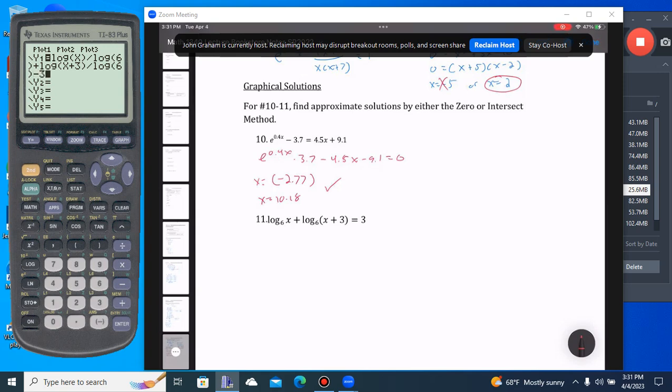Again, we're going to look for the 0 here. So we'll do zoom standard. So I'm putting in log x divided by log 6. That gives that term. I know I didn't put parentheses inside. We don't need them, but I'm just specifying that. Plus log x plus 3 over log 6. That gives me that term, and then minus 3. It's all set equals 0.